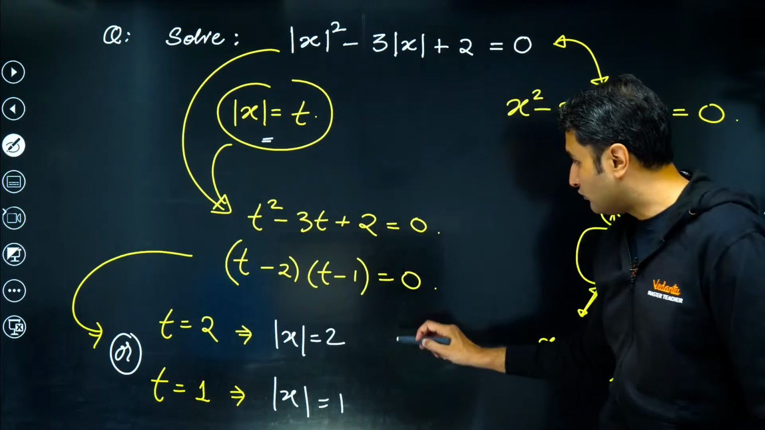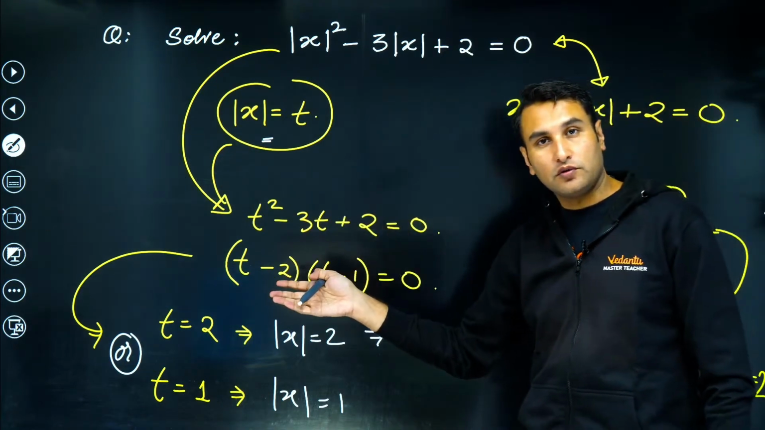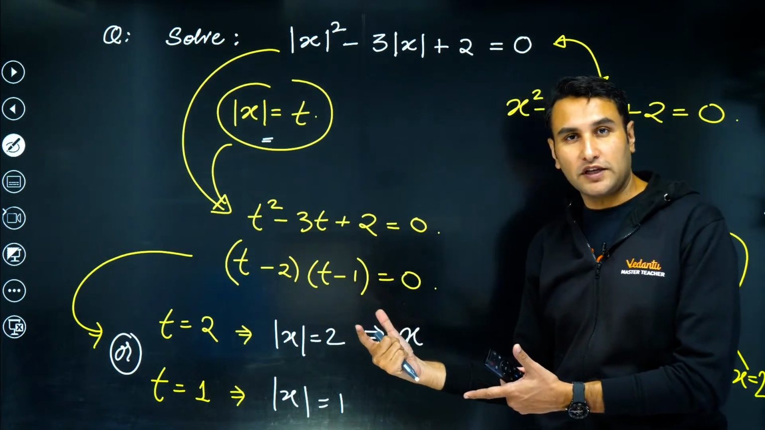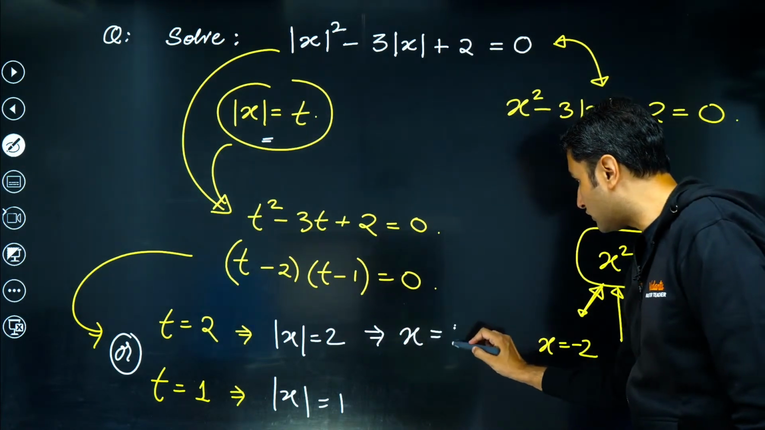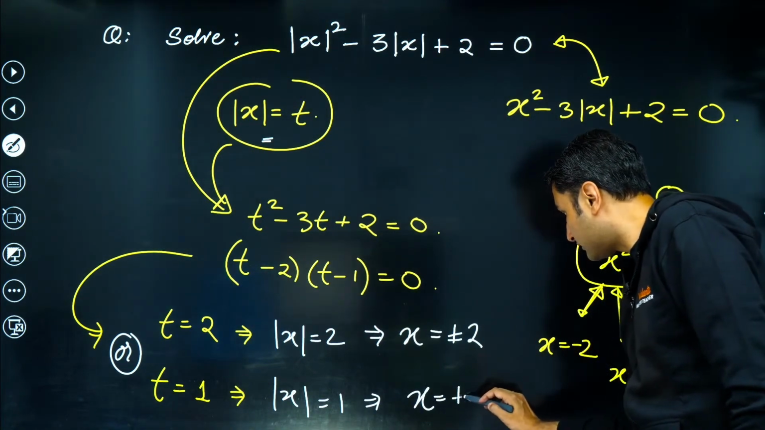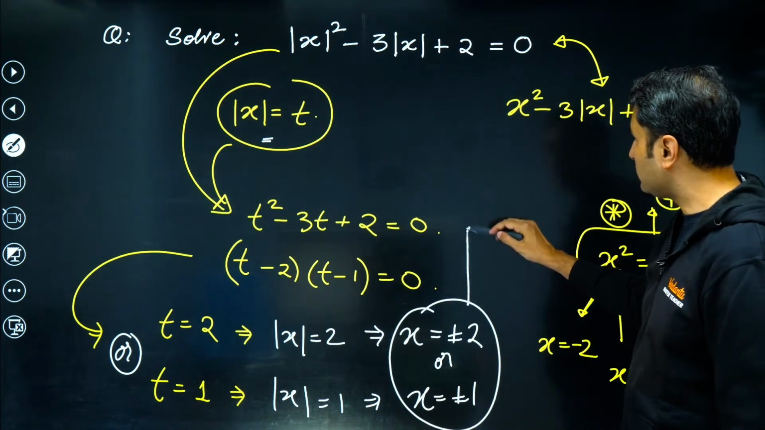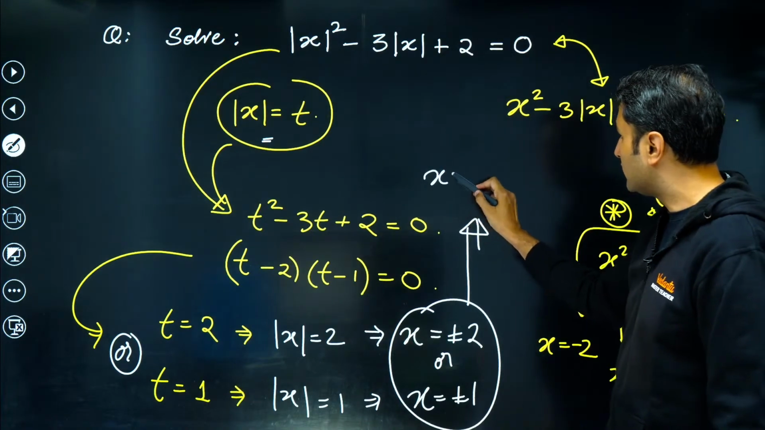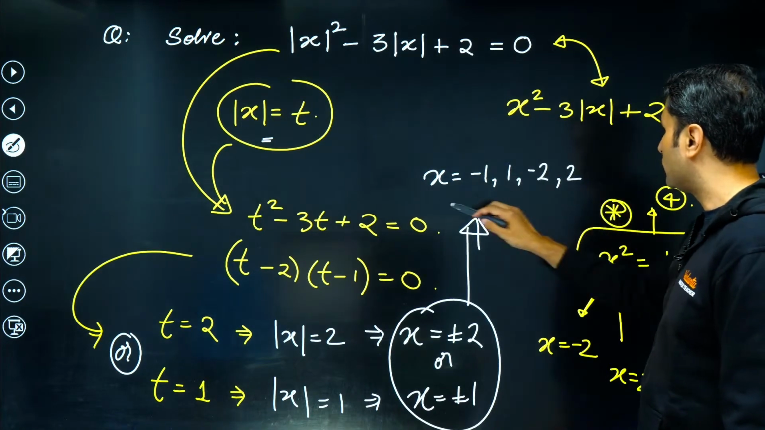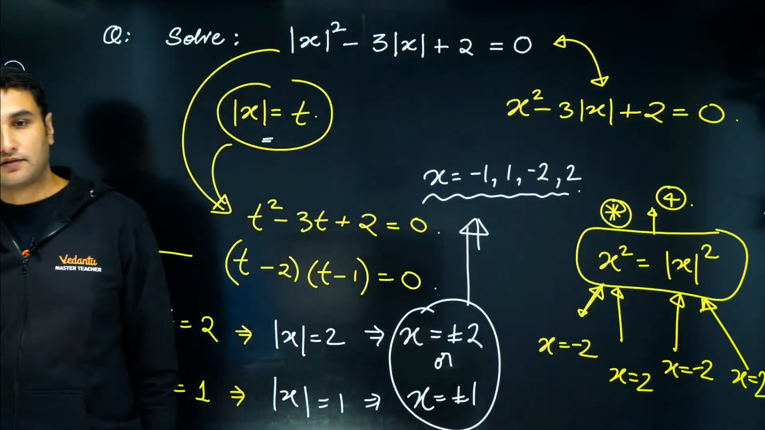When you solve mod x is equal to 2, all of you know, just now what we did, the input to the modulus can be plus or minus 2 for the output to be 2, right? So x is equal to plus minus 2, and here x is equal to plus minus 1. Each has a or. In general, you can say the solutions are minus 1, 1, minus 2 or 2. All these are the solutions of this equation. Alright?